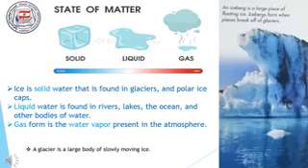So here we have a picture of states of matter. It shows you when the water is very cold, it becomes solid, which is ice. The middle picture has a moderate temperature, so the water is liquid. And when it is very hot, it becomes a gas, which is called water vapor.